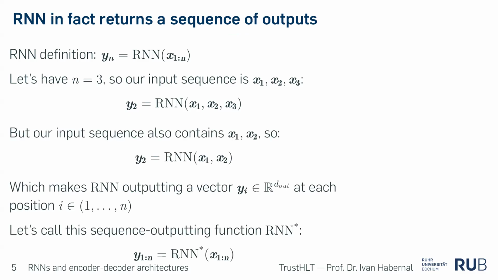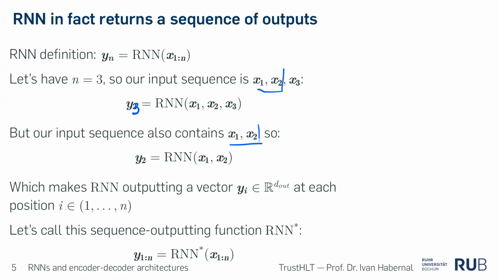So, the input sequence x1, x2, x3 also contains x1 and x2, which is a subsequence of the first one, right? So this is a subsequence. And then, of course, we can take any subsequence, x1 and x2, for example, and output another vector. So this would be x2. I mean, this was a typo I need to fix later. So basically, for every subsequence, we can output a vector.